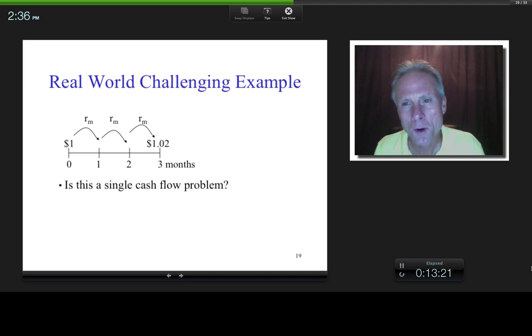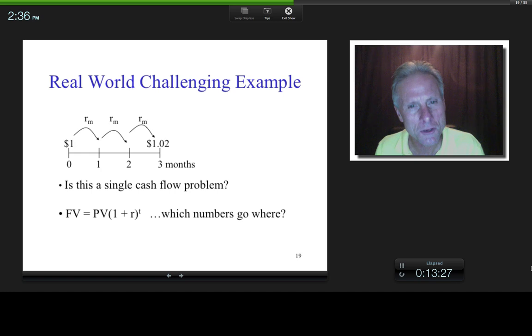Now, is that a single cash flow problem? Sure. Using the only single cash flow formula that exists, this guy right here, which if you looked at the deriving of this formula, you already know that. You should not be memorizing that. Okay? Using the only single cash flow formula that exists, what would I put in for my future value? Well, the future value is the later value, right? So what's the later value in this problem? $1.02. What's the present value or the earlier value? $1, right?